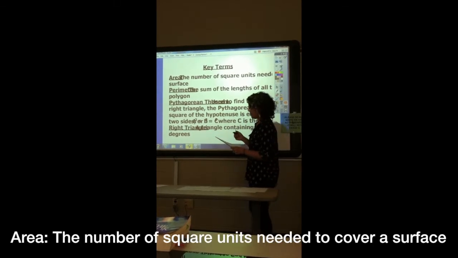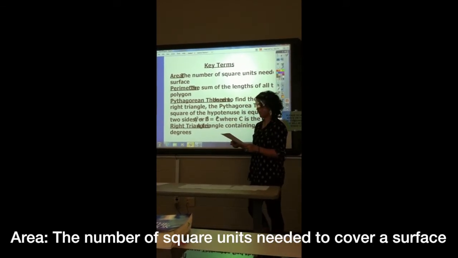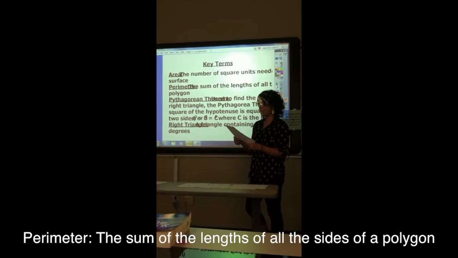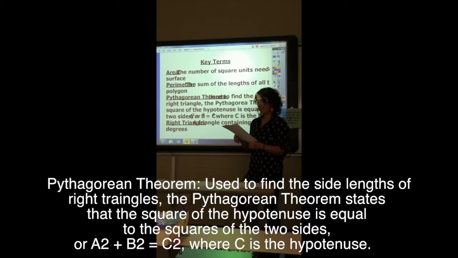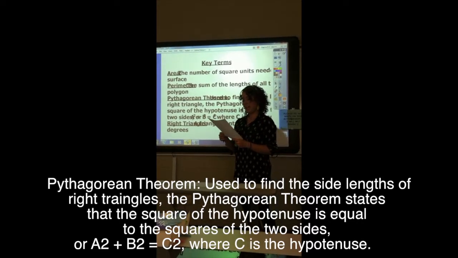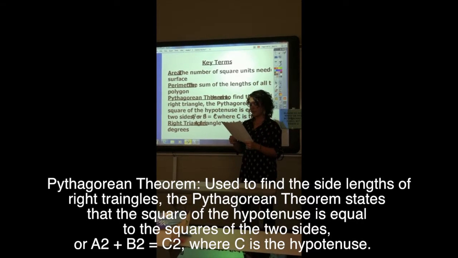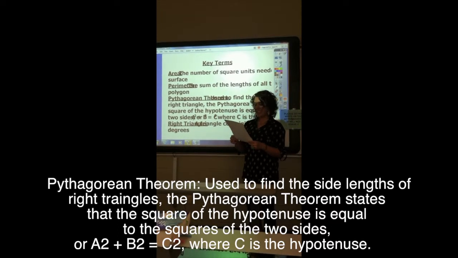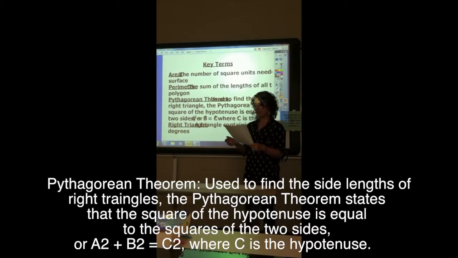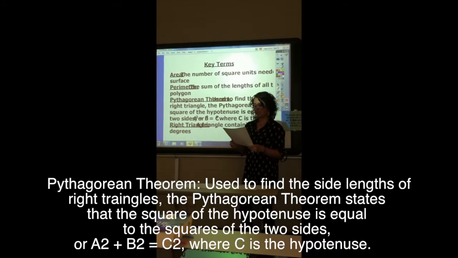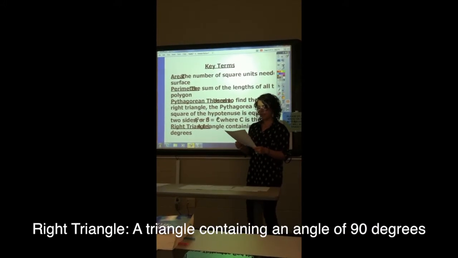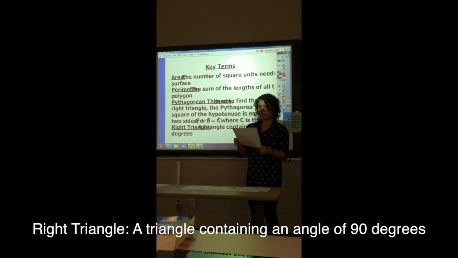So area, the number of square units needed to cover a surface. Perimeter, the sum of the lengths of all the sides of a polygon. The Pythagorean Theorem, used to find the side lengths of a right triangle. The Pythagorean Theorem states that the square of the hypotenuse is equal to the sum of the squares of the two sides, or a squared plus b squared equals c squared, where c is the hypotenuse. A right triangle is a triangle containing an angle of 90 degrees.